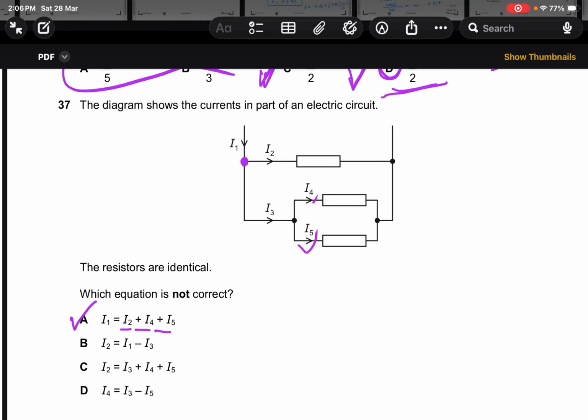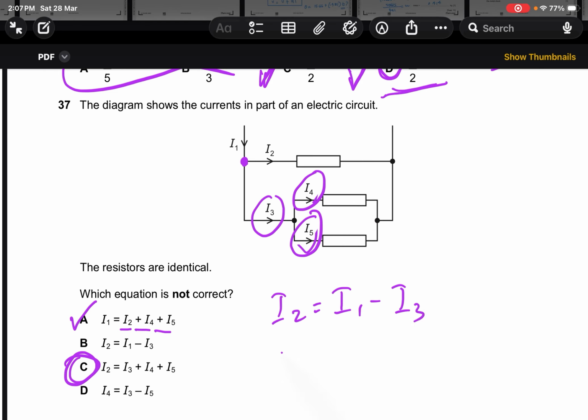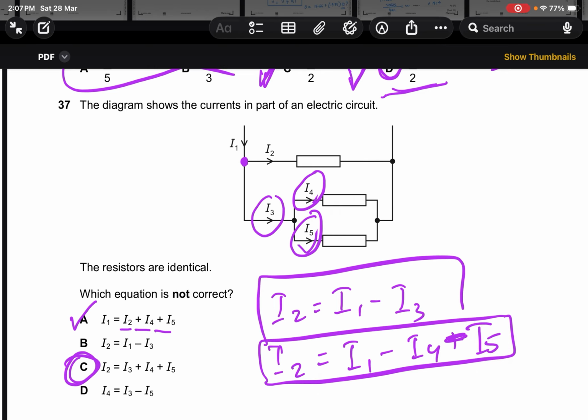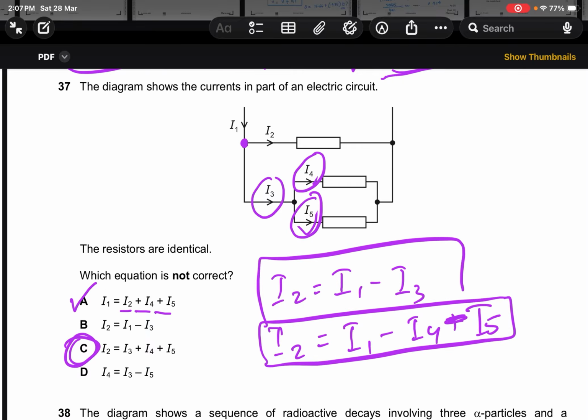I2 equals I3 plus I4 plus I5. That is incorrect. I2 equals I1 minus I3 या फिर I2 equals I1 minus I4 minus I5, ये इक्वेशन बन सकती है या ये इक्वेशन सही है, ये वाली गलत है. इन दोनों को ऐड करके ये आता है, तो इन तीनों को ऐड करके ये तो नहीं आने वाला. I4 equals I3 minus I5. करेक्ट बिकॉज इसमें से इसको माइनस करके ये आ जाएगा. सिंपल.